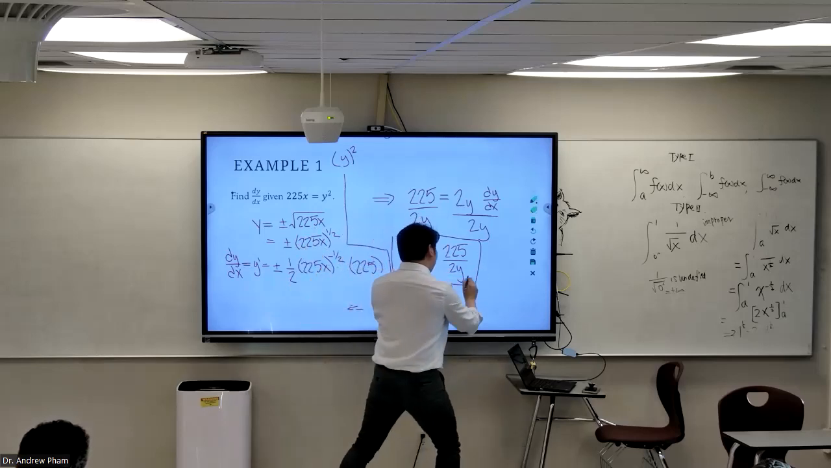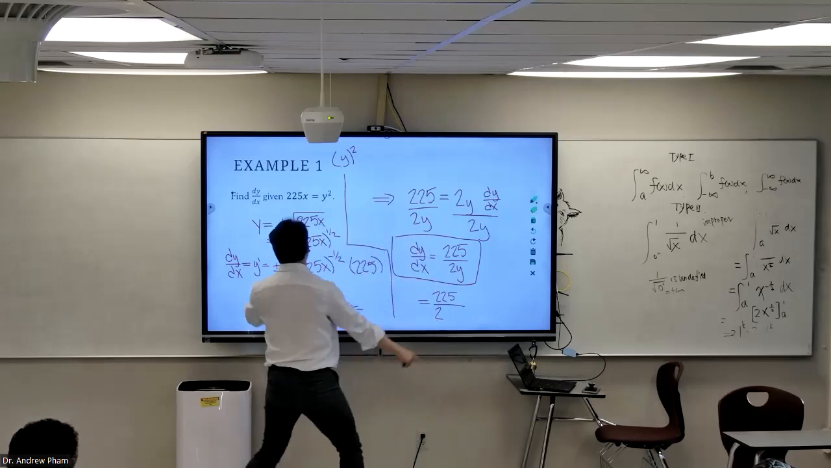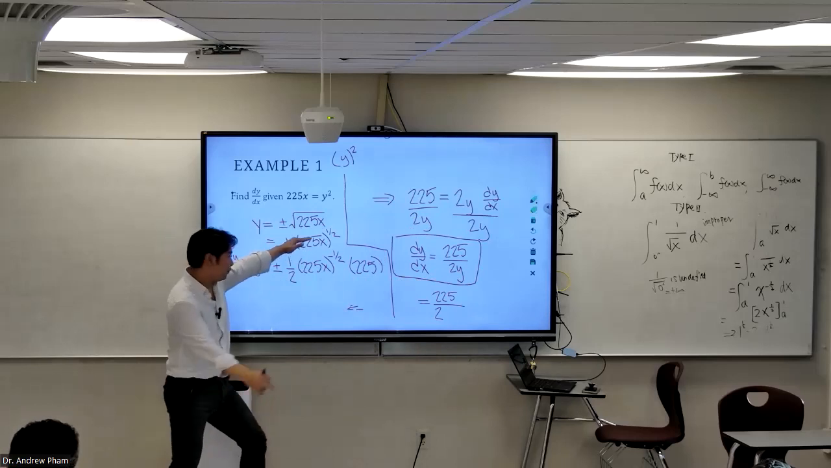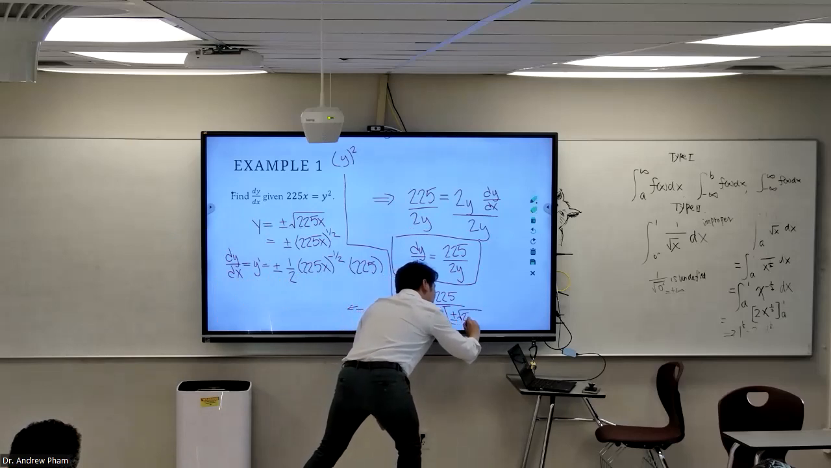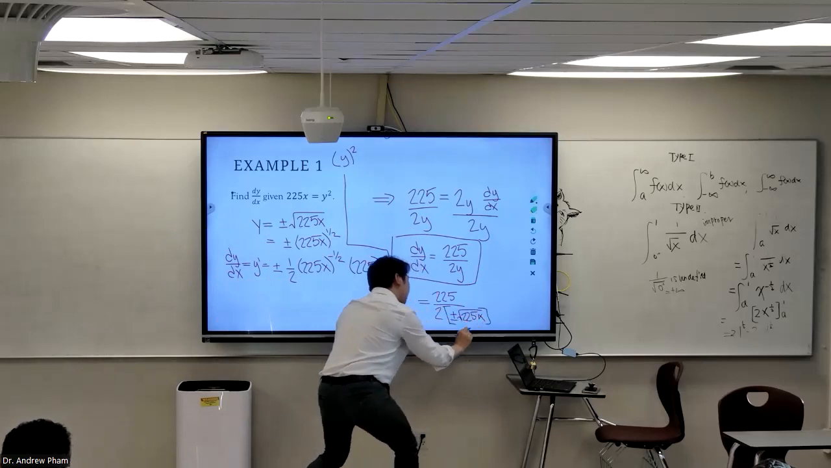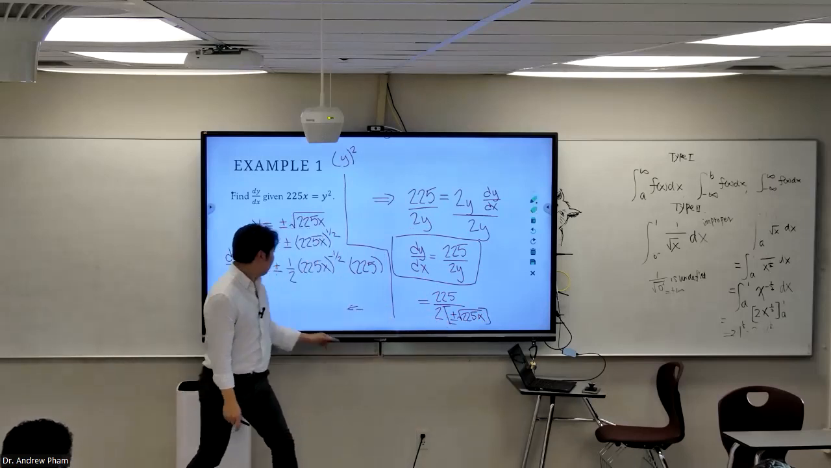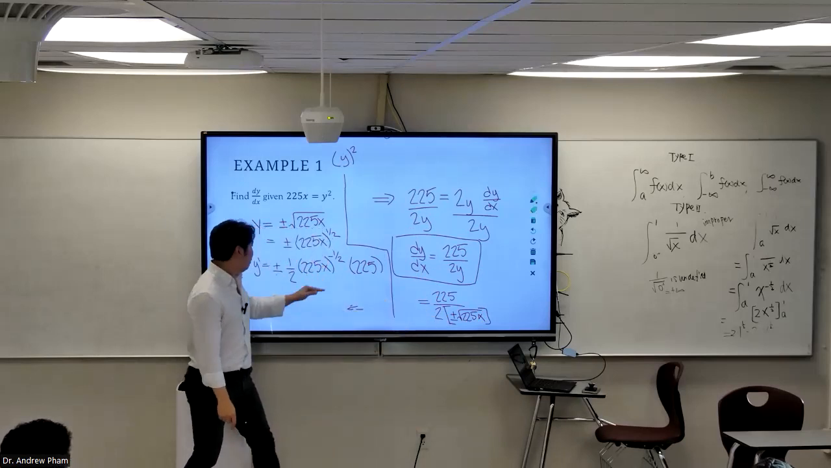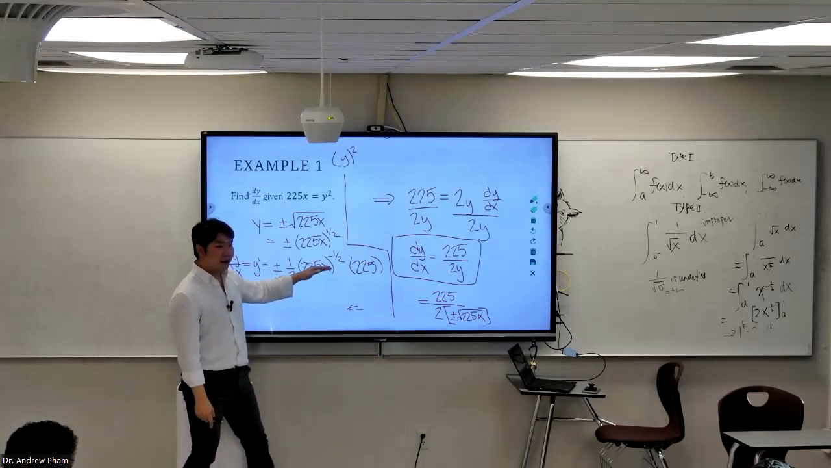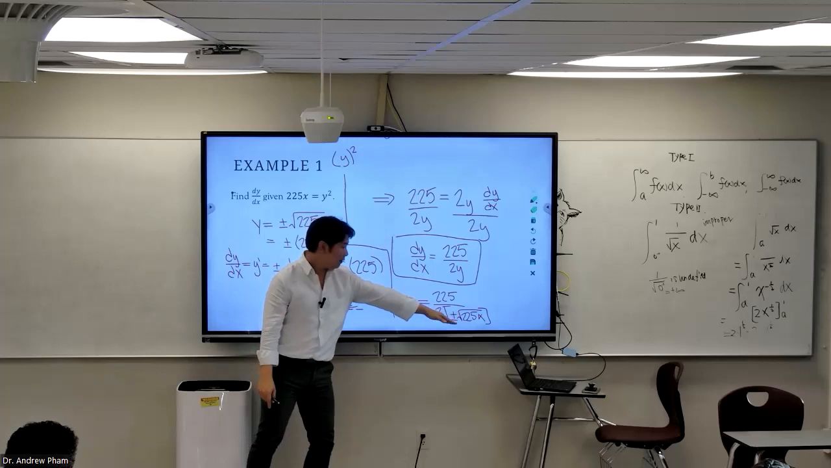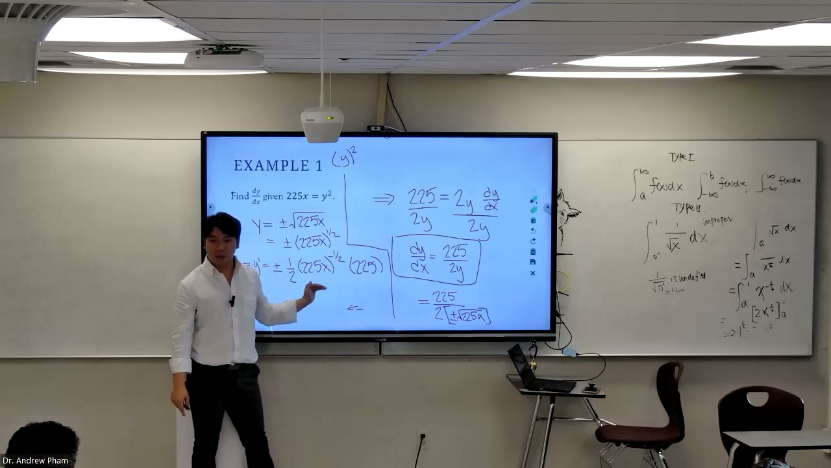So if I wanted to fill this in, it's not something that you have to put in. 225 over 2, and instead of y, I can put that right there, plus or minus the square root of 225x. Well, isn't that exactly the same thing here? Plus or minus 1 half here, 225, 225, the square root of 225x on the bottom. So these are actually still the exact same expression.